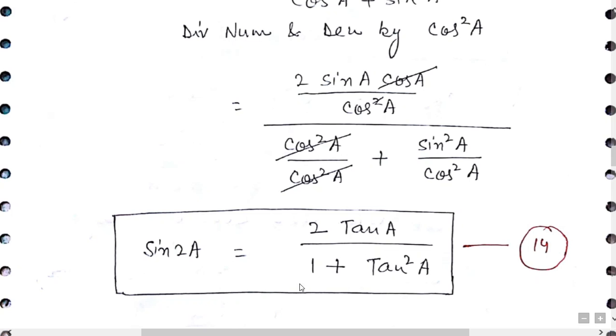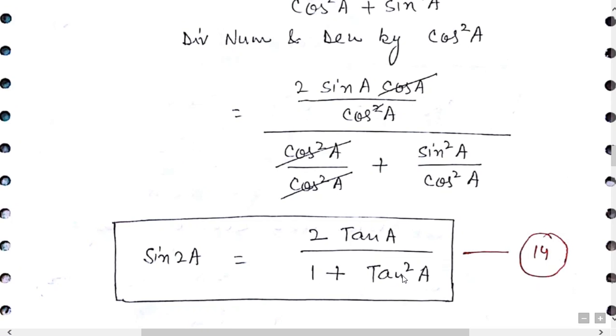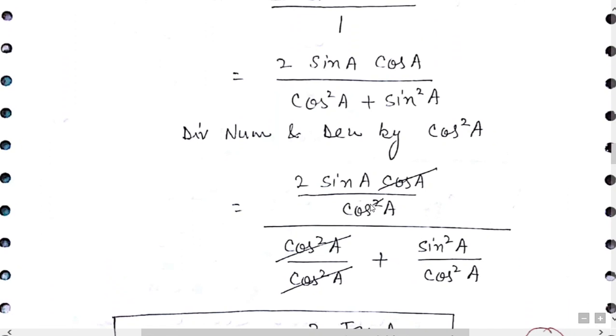2 tan A divided by 1 plus tan square A. Simply cancellation of cos is here: cos square divided by cos square is 1, sin square divided by cos square is tan square.